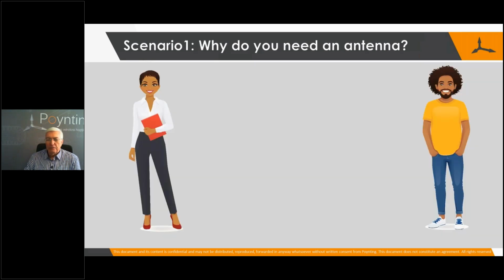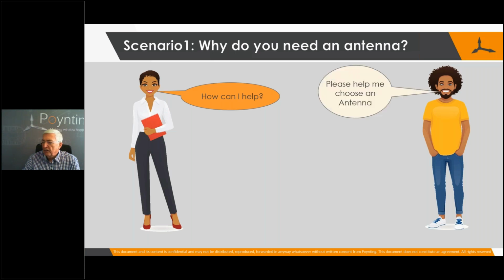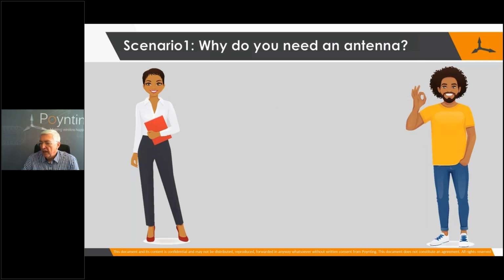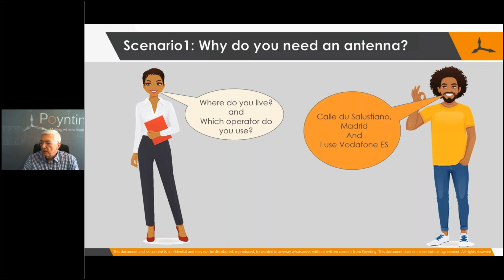All right, so a little bit of fun here. Here we have a scenario that we have our Poynting sales lady or our distributor or integrator sales lady asking the client how can she help, and this chap needs to know what antenna he has to use. So the first question is, where do you live and which operator do you use? So this chap lives in Calle de Castellano in Madrid, and he's using Vodafone España.